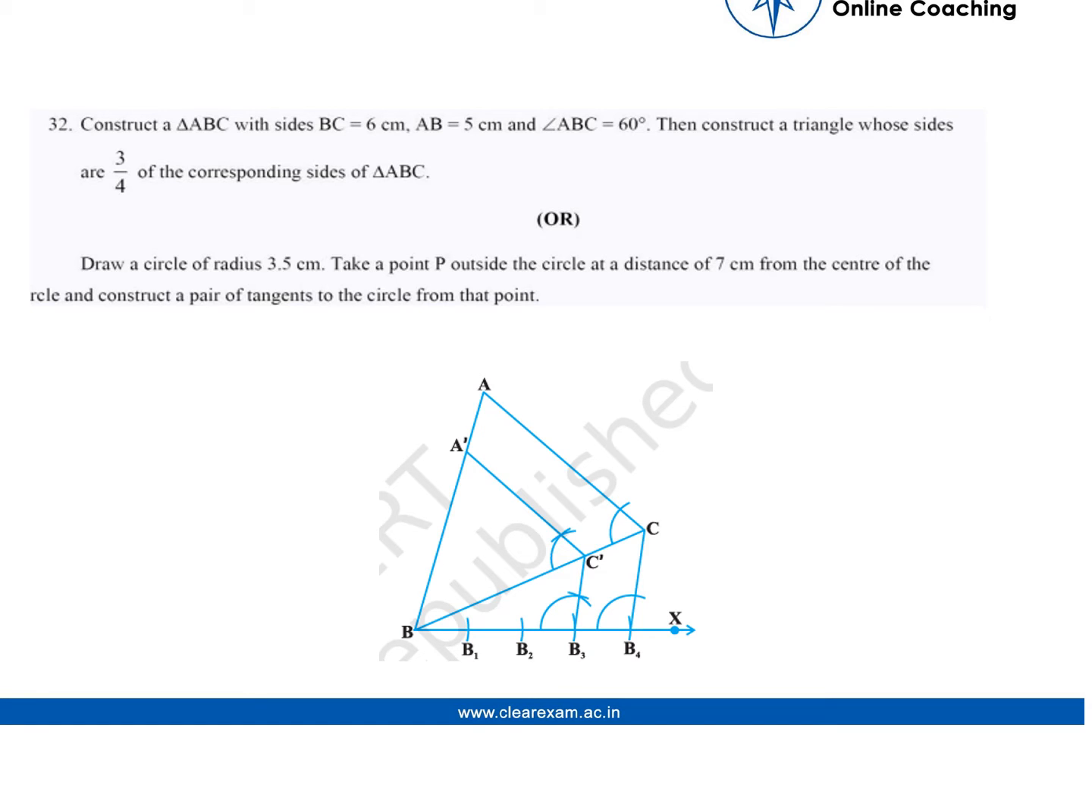Take a point outside the circle at a distance of 7 cm from the center of the circle and construct a pair of tangents to the circle from that point.